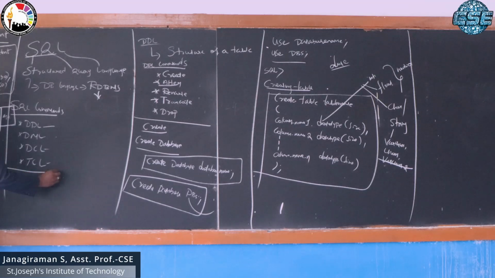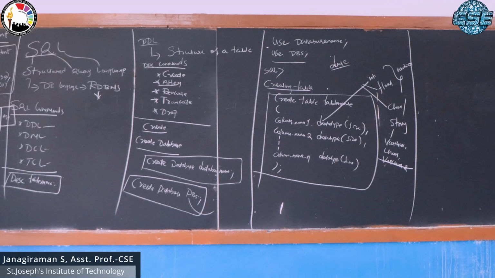Probably you have to use a command called desc, then table name. If you use this particular command, you can see the structure which was created. So desc table name. So what is desc? Description. Table name here is student. If you give desc student, this structure will be visible for you.